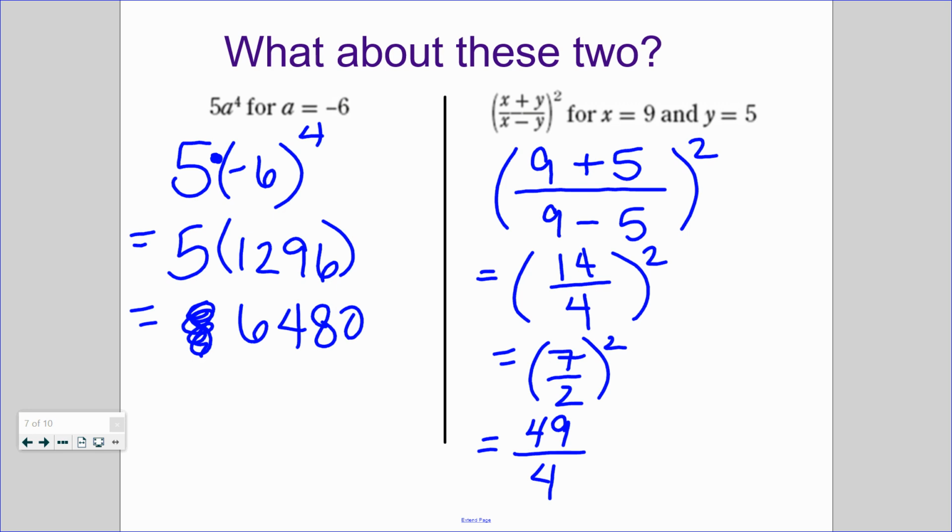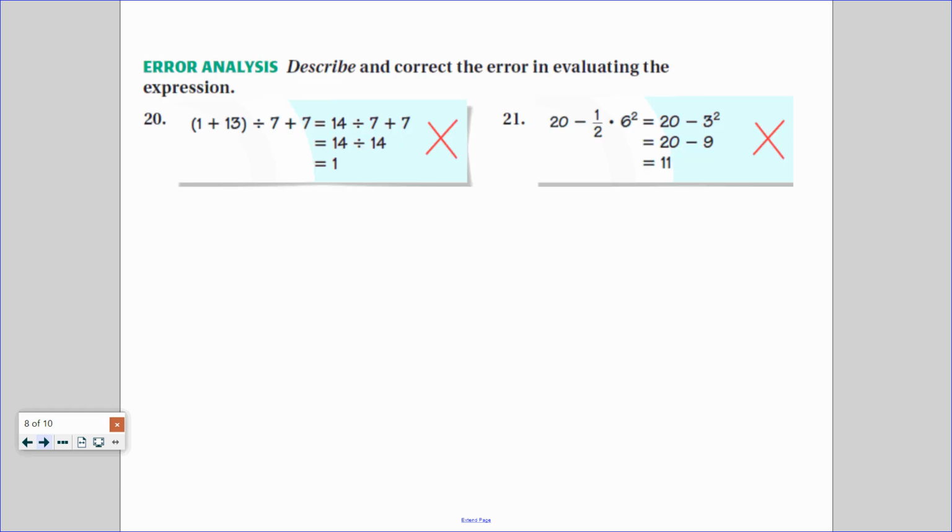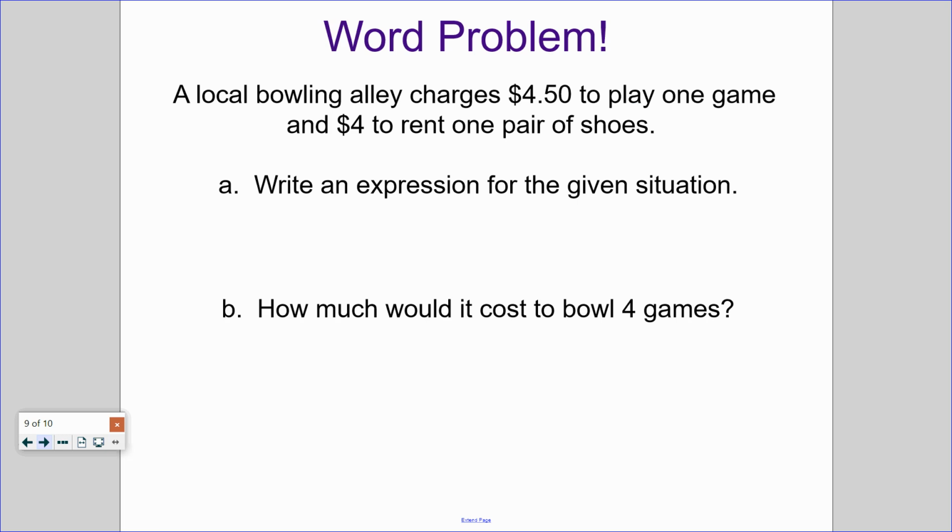Okay. We're just gonna do one more problem. Let's end with the word problem. Can you just like not do it?